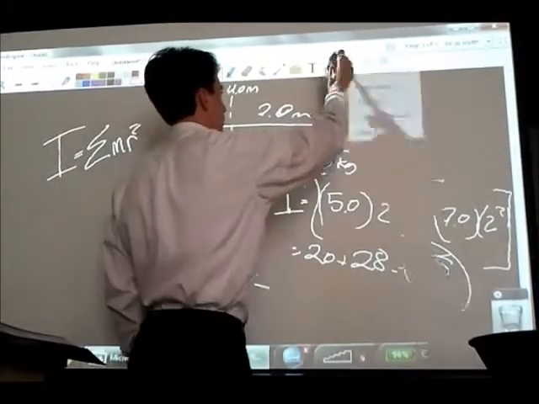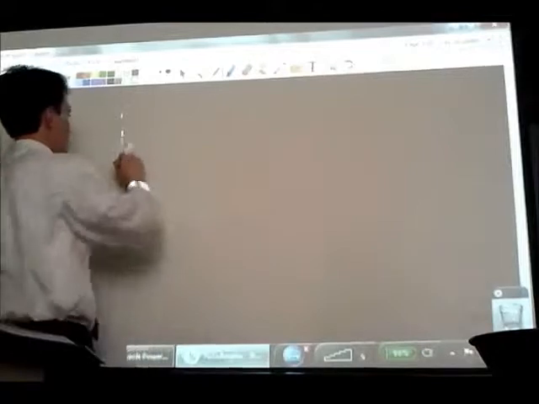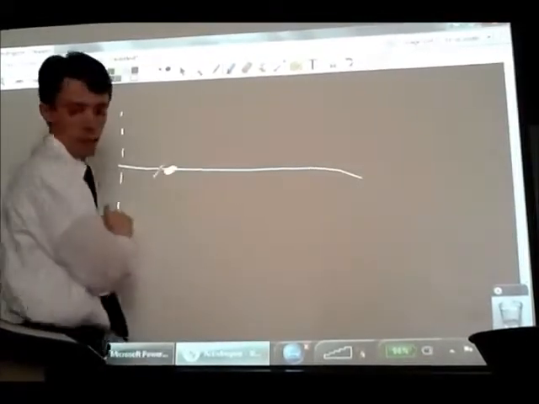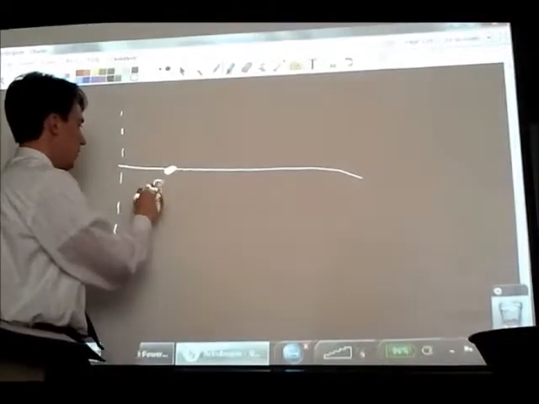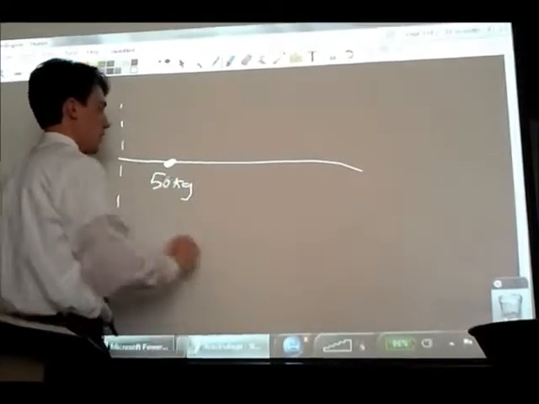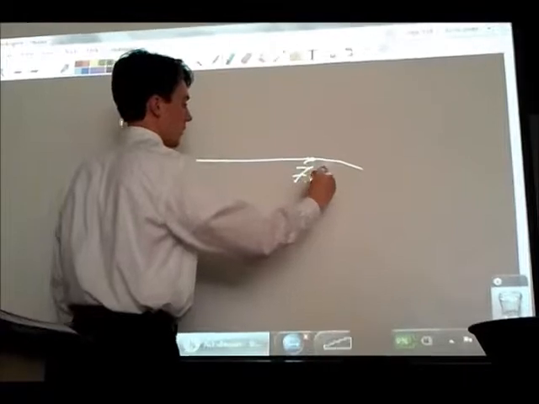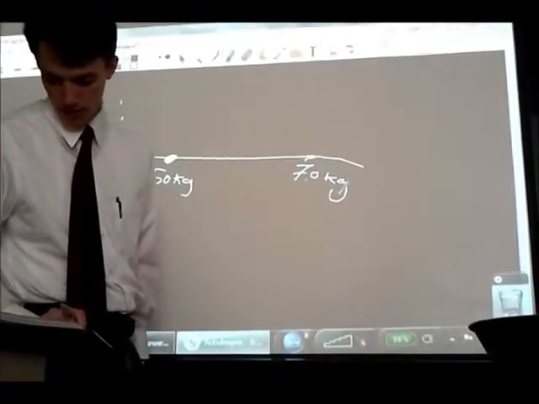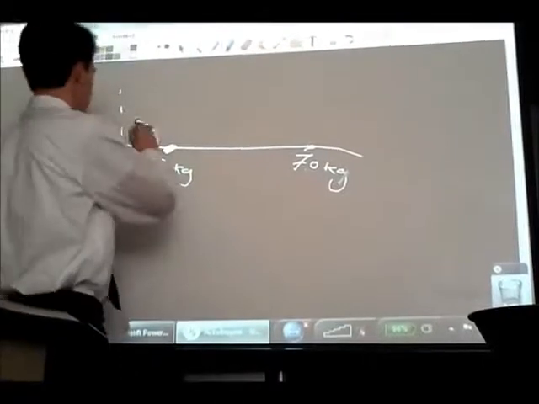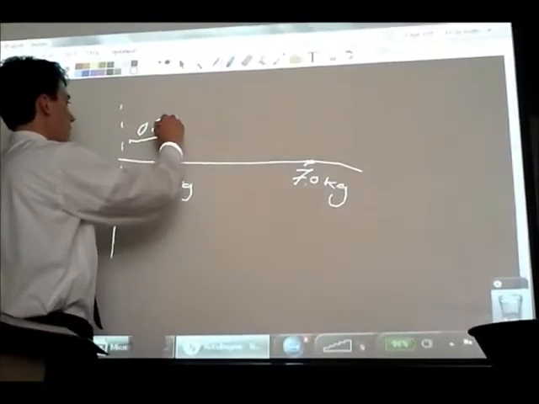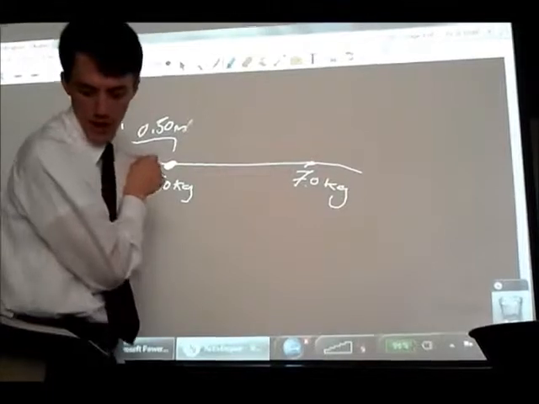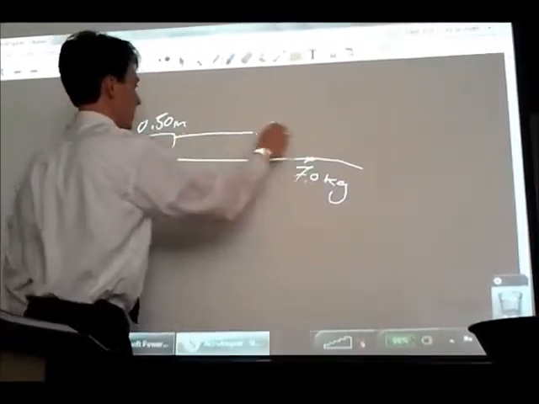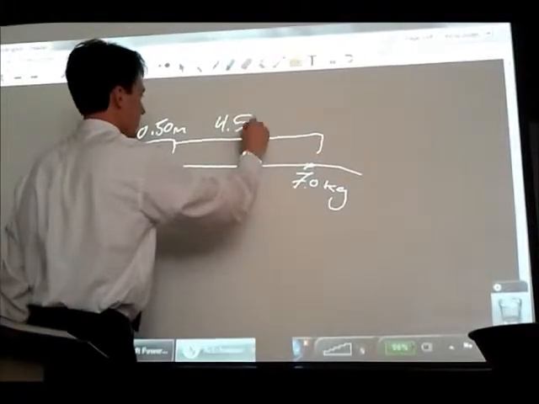Now watch this. I can shift it. I put the axis over here this time. Here's one point, and that point is 5 kilograms. This point down here is going to be a 7 kilogram point. This is 0.5 meters, and from here to here is 4.5 meters.